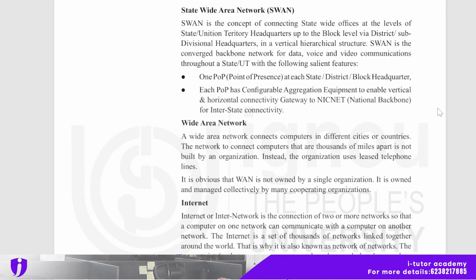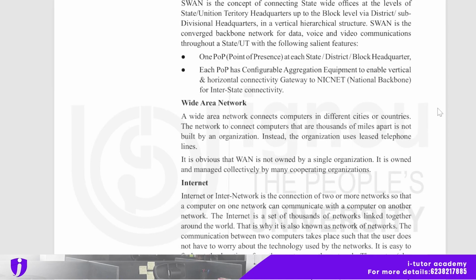Wide area network. A wide area network connects computers in different cities or countries. The network to connect computers that are thousands of miles apart is not built by an organization. Instead, the organization uses leased telephone lines, and it is obvious that a WAN is not owned by a single organization. It is owned and managed collectively by many cooperating organizations.